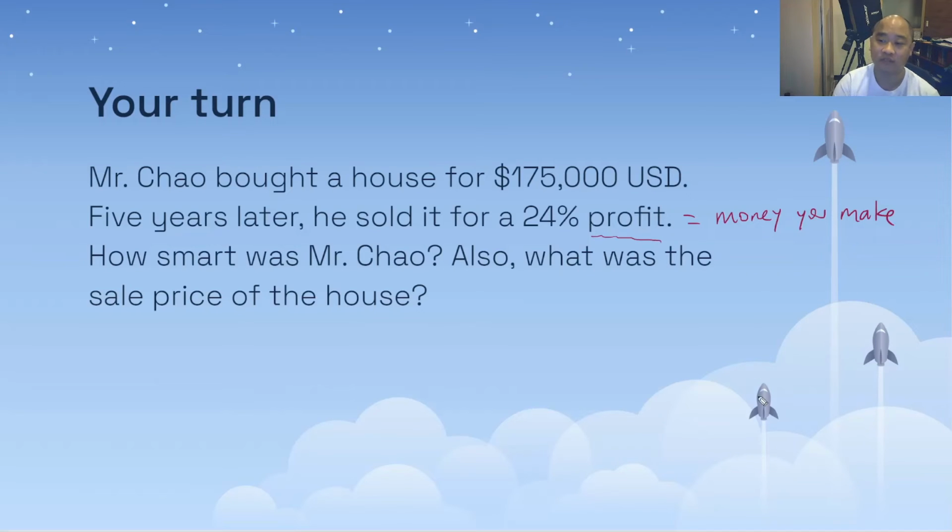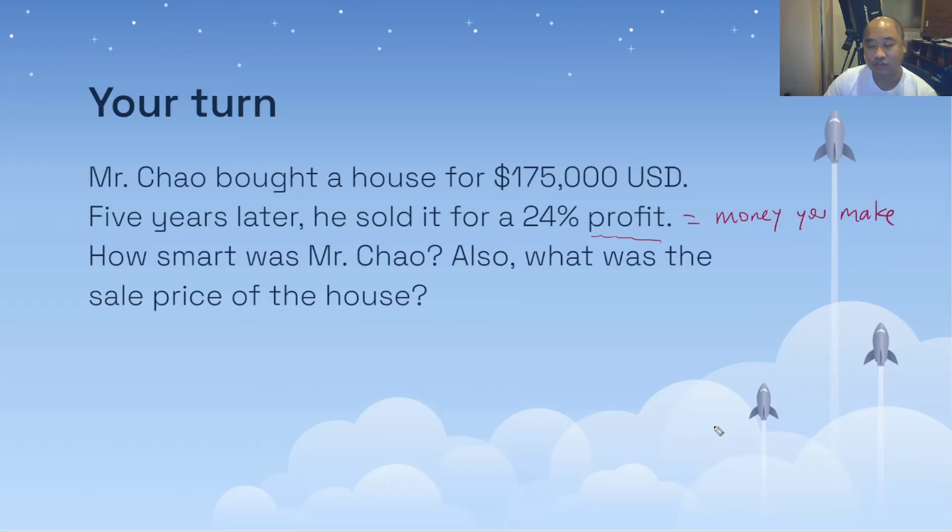You know, so for example, let's say I go to the Costco and I buy a Snickers bar and I buy it for $5. And then I come to school and I sell it for $10. I've made a $5 profit because I paid $5 and I got $10. So I made $5. So first question, how smart was Mr. Chow? Well, the answer is very smart.